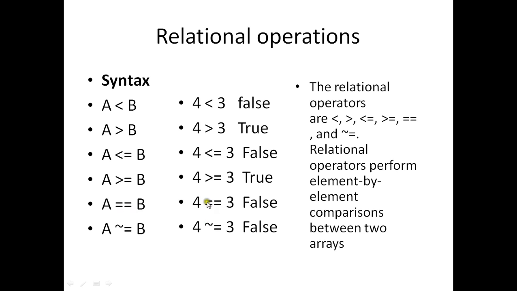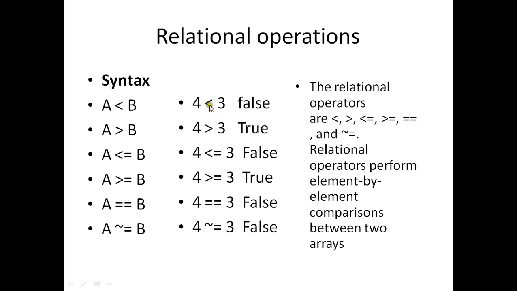For example, if a equals 4 and b equals 3, then definitely a equal to b is false, because 4 is not equal to 3, and a not equal to b would be true. In the same way we have a less than b, a greater than b, a less than or equal to b, a greater than or equal to b, a equal to b, and a not equal to b.